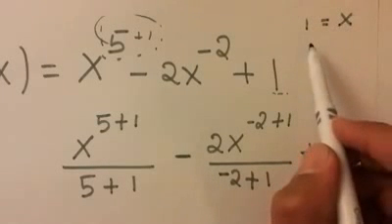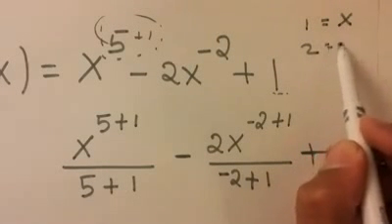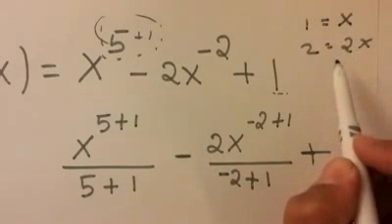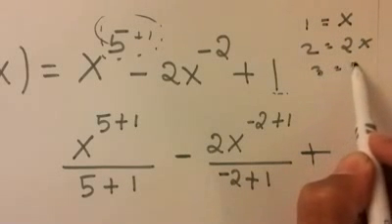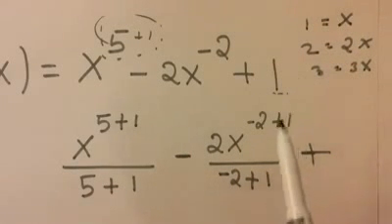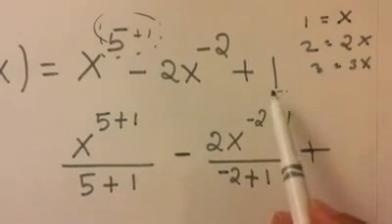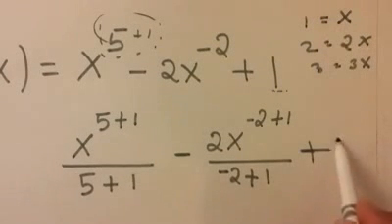x. If it's 2, the antiderivative would be 2x. If it's 3, the antiderivative would be 3x. So for 1, it's just x.